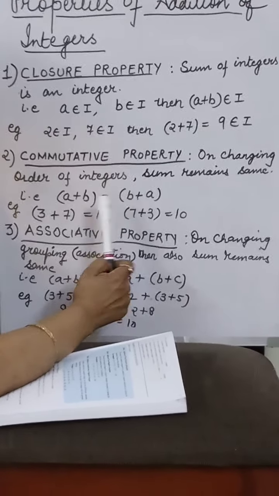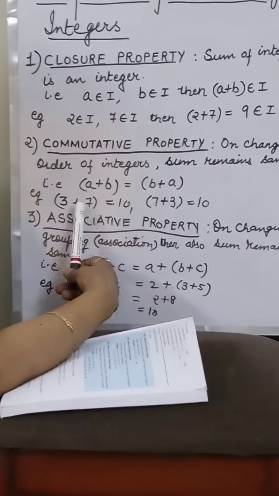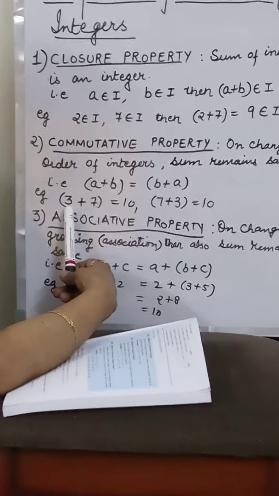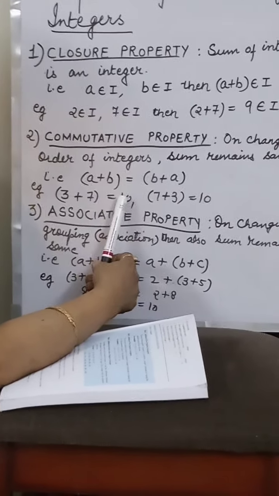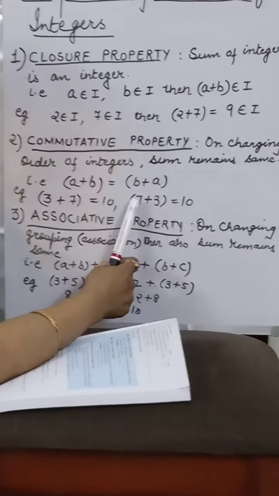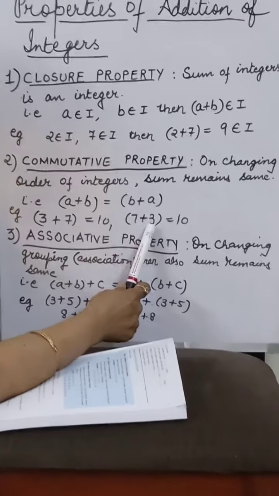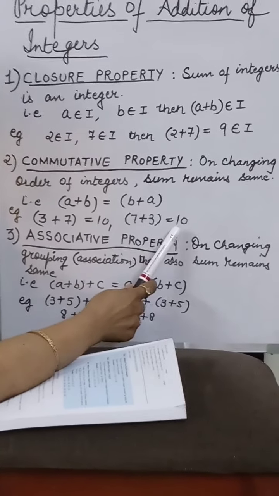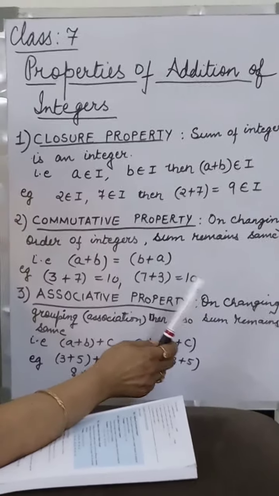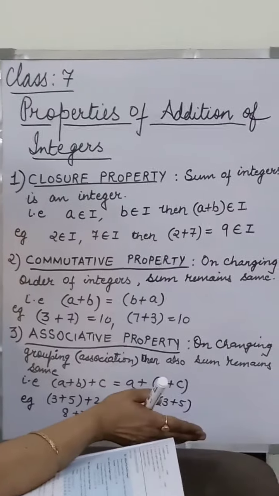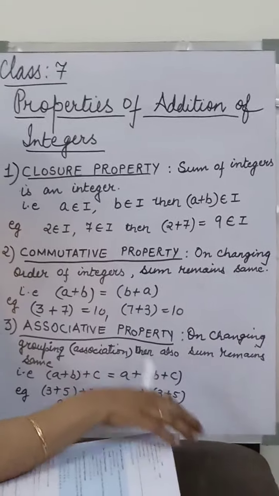Let's check for the integers. I have taken two integers, that is 3 and 7. First I am writing 3 and then 7. 3 plus 7 is equal to 10. Now I change the order. On changing the order, first I am writing 7 and then 3. 7 plus 3 is also 10. So addition holds commutative property. That means on changing the order, the result does not change. It remains as it is.